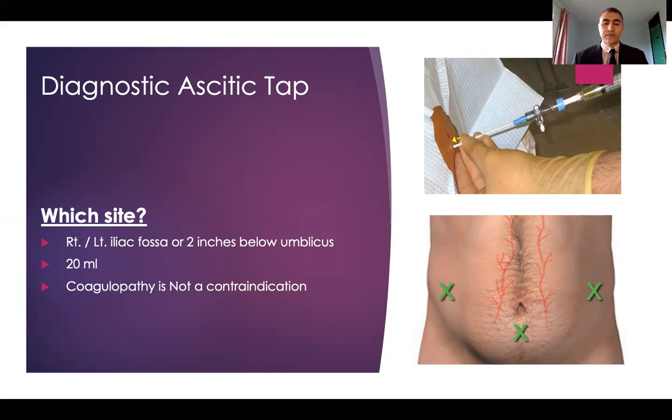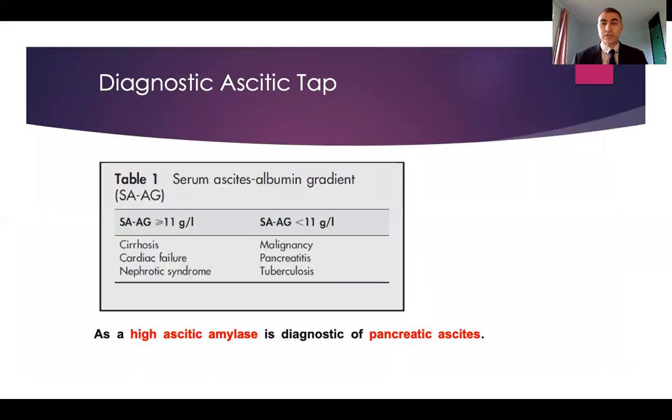I find that the right iliac fossa is the safest point, as from the left iliac fossa, if there is a splenomegaly, you will cause trauma, and if there are perisplenic venules, you will aspirate blood, and so you'll be away from the urinary bladder. Usually 20 ml is enough, and coagulopathy is not a contraindication for the diagnostic paracentesis.